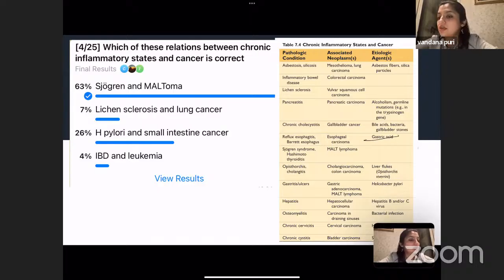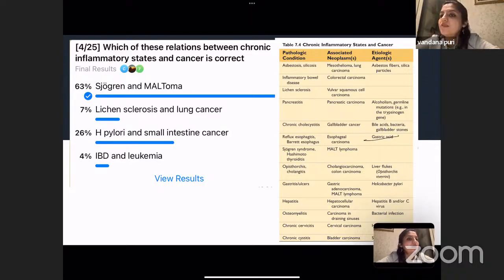Please remember that chronic inflammation usually gives rise to cancer. So which chronic inflammation will give rise to what? You should remember. Sjogren syndrome is associated with MALToma. All of you know that MALTomas are usually associated with chronic inflammations, and Sjogren is one of them. There was a question on MALToma this time in INICET also, so you should remember the causative agents of MALTomas. Sjogren is one of them.